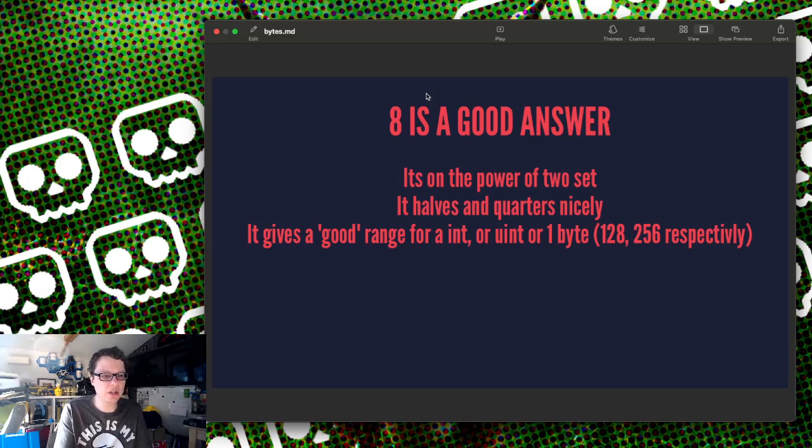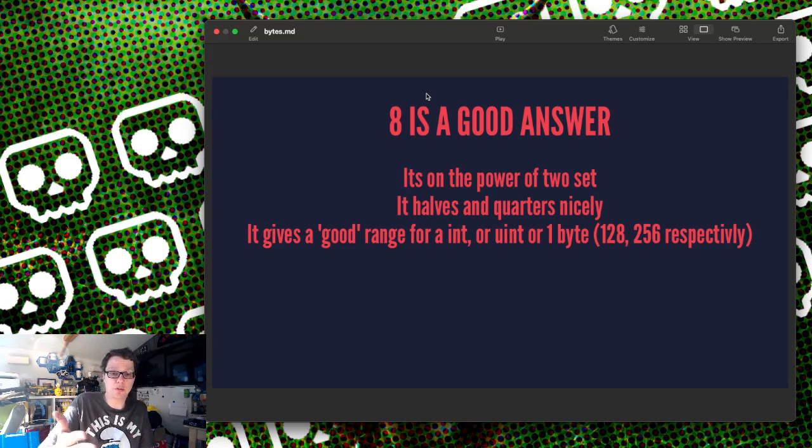So yeah, basically 8 is a good answer because it's in the powers of 2 set, so you can say it's 2 to the 3. Which means it doubles nicely, and every time you double it, it's also in the powers of 2 set, which if you're doing binary is very powerful. So it's a very good answer because it's in that set. So 4, 8, 16 bits, they're nice numbers in that respect.